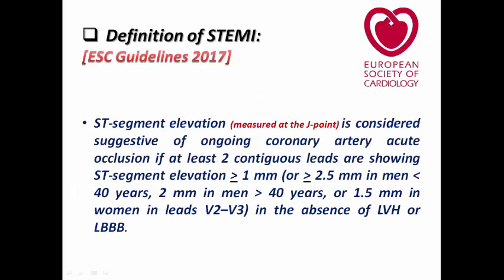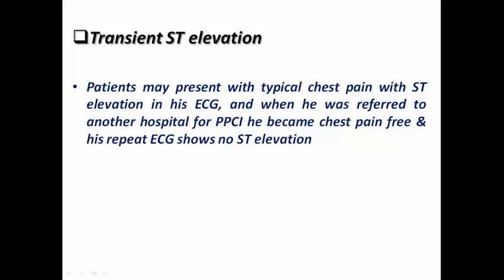We remember this definition, of course, from the last two lectures, but there is an important point that when we define STEMI, it was an important part of the definition, which is persistent ST elevation. In order to decide this is STEMI, of course, the ST elevation will be persistent because it is a coronary artery occlusion with a thrombus in most of the cases. So it is persistent ST elevation.